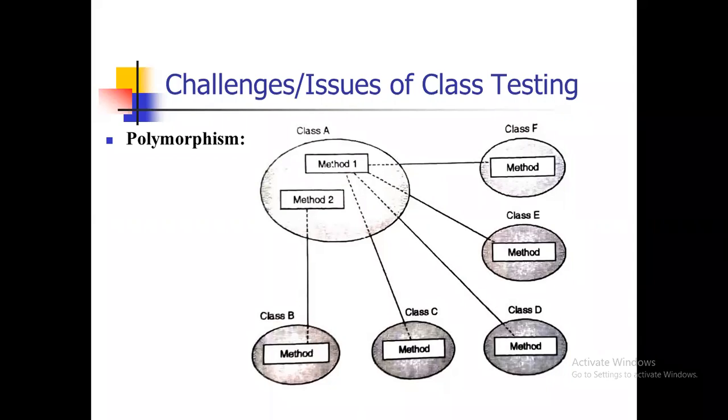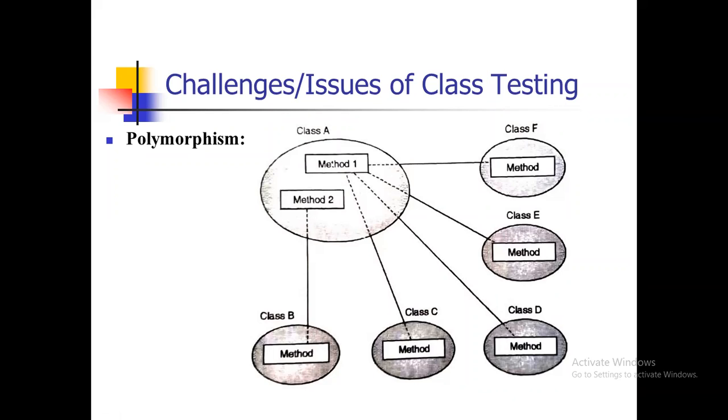Here is how polymorphism can be a complex thing. You can see in this figure how polymorphism is complex in class testing. Here you can see method 1 for class A, and method 1 and method 2 are there. The same method name with different arguments is method overloading, where multiple classes use the same method with different arguments. That is polymorphism, or the method overloading issue.